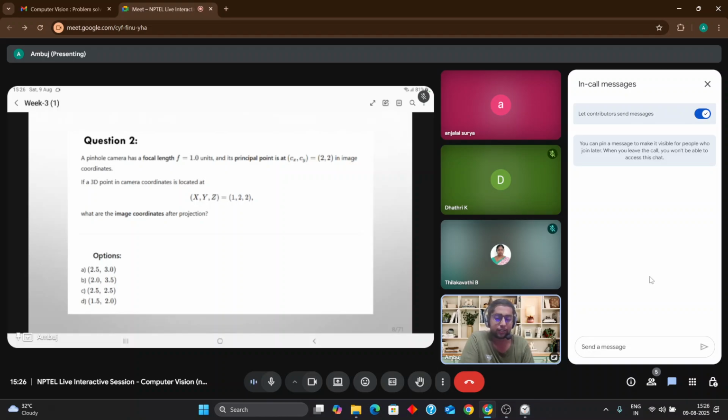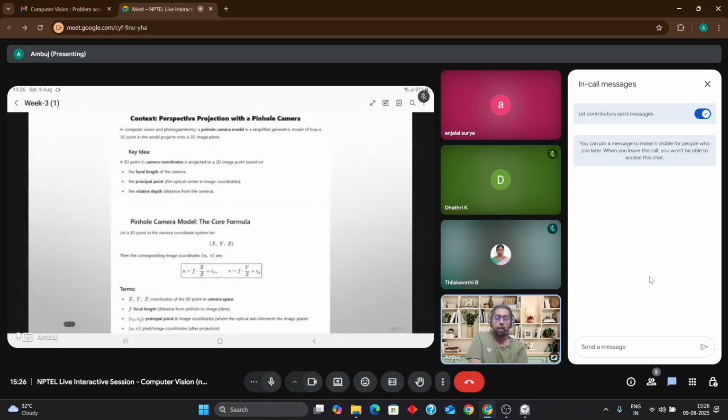A pinhole camera has a focal length f equal to 1 unit, and its principal point is at cx, cy equal to 2, 2 in image coordinates. If a 3D point in camera coordinates is located at x, y, z equal to 1, 2, 2, what are the image coordinates after projection? The same thing is there, we have just incorporated one more parameter, the focal length. We will see that the correct option would be option A.